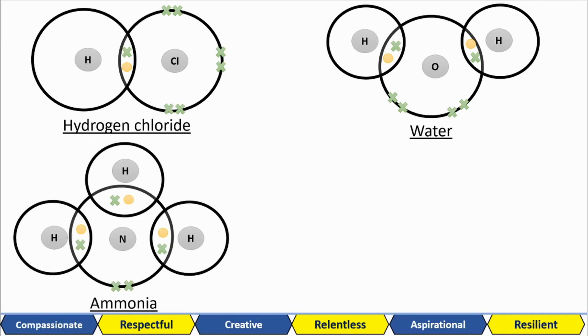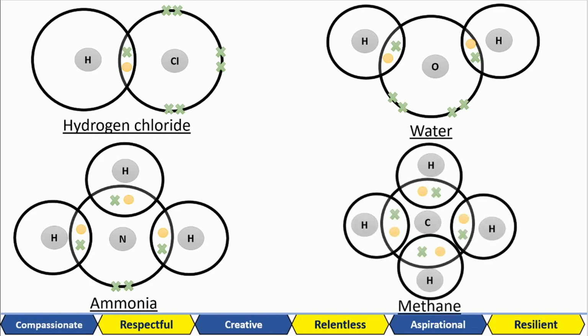Ammonia has a nitrogen and 3 atoms of hydrogen. Nitrogen, being in group 5, needs 3 electrons, so it bonds with 3 hydrogens. Again, don't forget the extra electrons around the nitrogen. And finally, methane. Since carbon needs 4 electrons, it bonds with 4 hydrogen atoms, and all of them now have a complete shell.